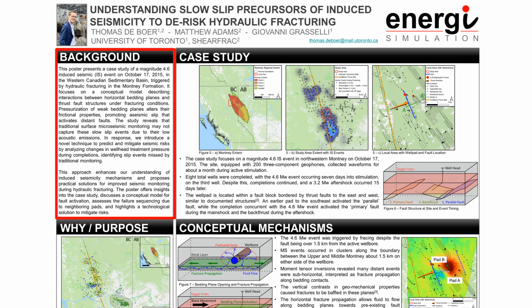The study also reveals that traditional surface microseismic techniques may not be able to capture these slow slip events due to their low acoustic emissions and atypical response. In response to this, we introduce a novel technique which is capable of predicting and mitigating seismic risks by analyzing changes in wellhead treatment pressure during completions, identifying slow slip events that may have otherwise been missed.